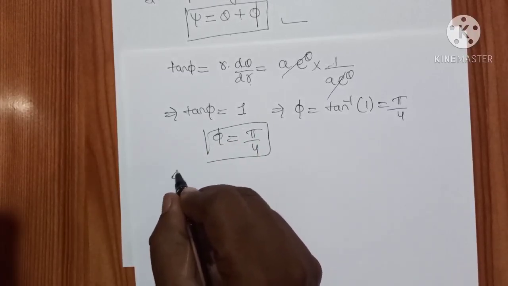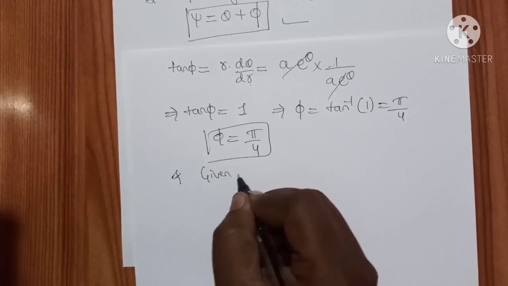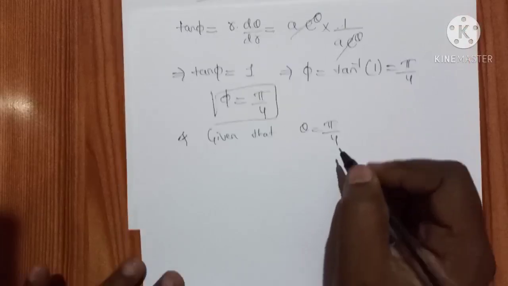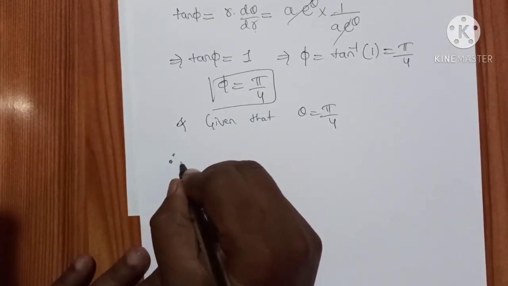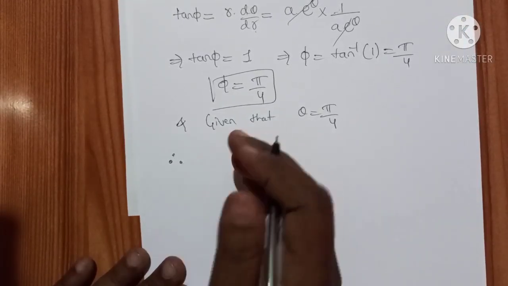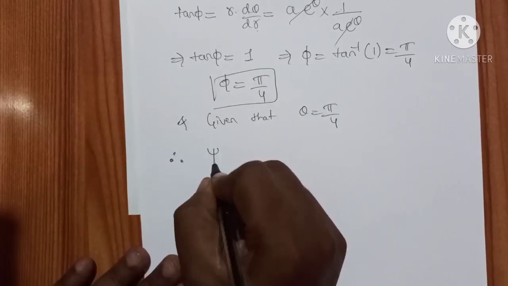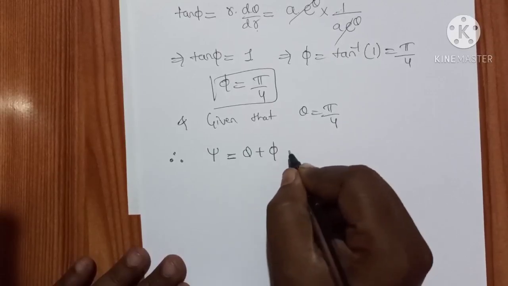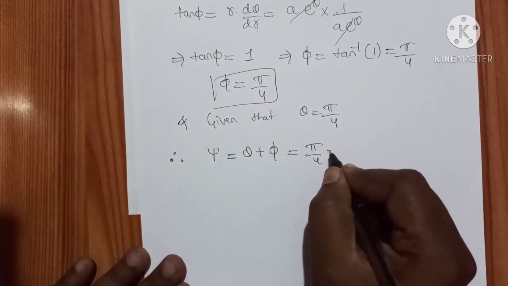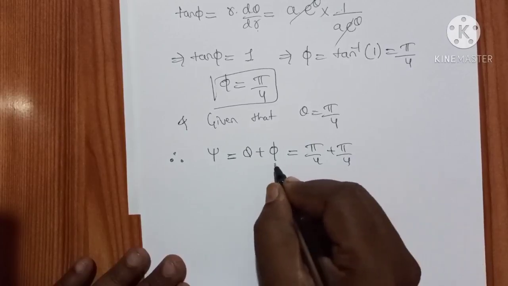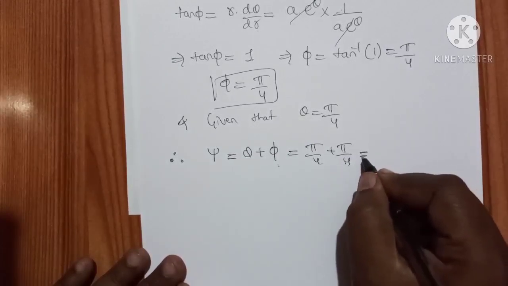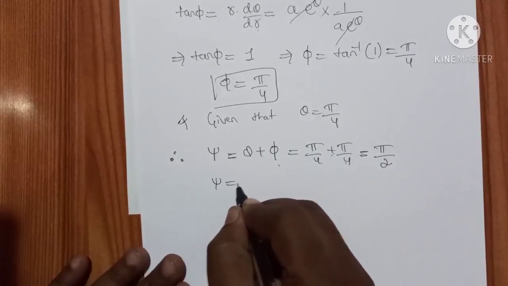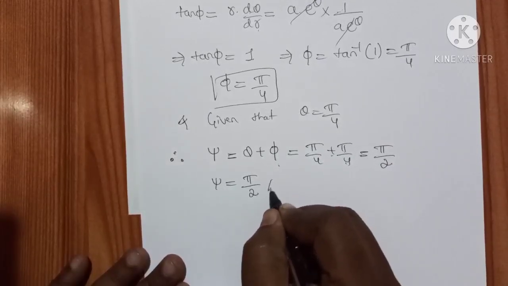And given that theta equals pi by 4, therefore we need to calculate the slope of the tangent. Before that, we have to find the psi value. So psi value is given by theta plus phi. Theta value is pi by 4 plus phi value is pi by 4. Adding these two, we get pi by 2. Thus psi equals pi by 2.